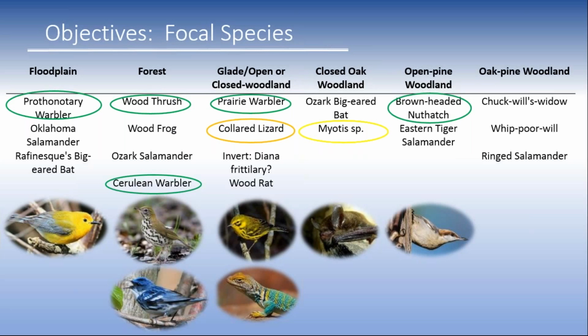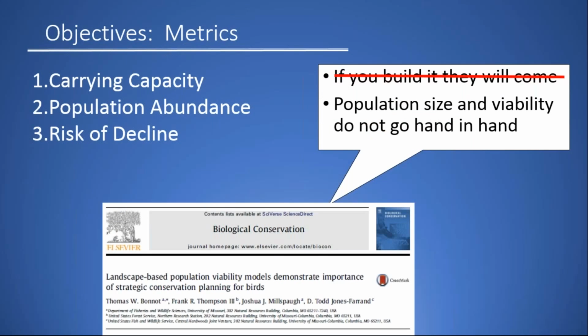So those were the objectives, and we wanted to sustain those species. And so for those objectives, we need some type of metric. How do we know if we're sustaining the species? And there's 3 that are often used in planning. The first one is carrying capacity and how it's derived from habitat. So if you're putting habitat out there, you should be increasing carrying capacity, right?